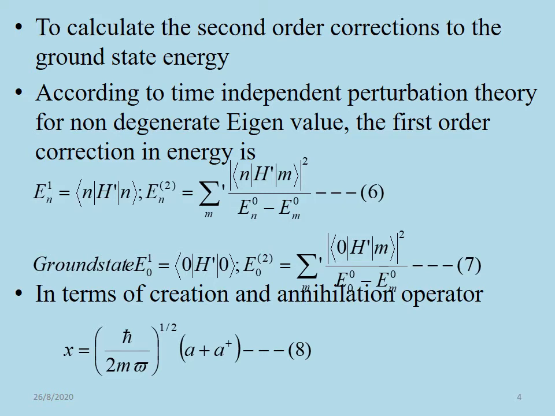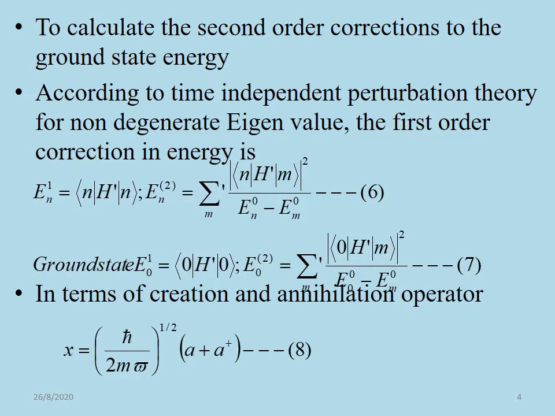For the second order, it is E0 of 2 is equal to summation of modulus of <m|H prime|0> whole square divided by E0 of 0 minus Em of 0. Here m varies from 1, 2, 3, etc., because m equal to n is excluded. Since n is 0, m varies from 1 upwards.